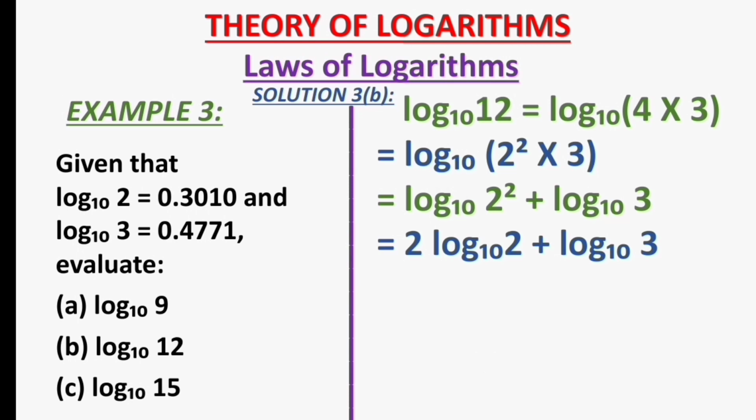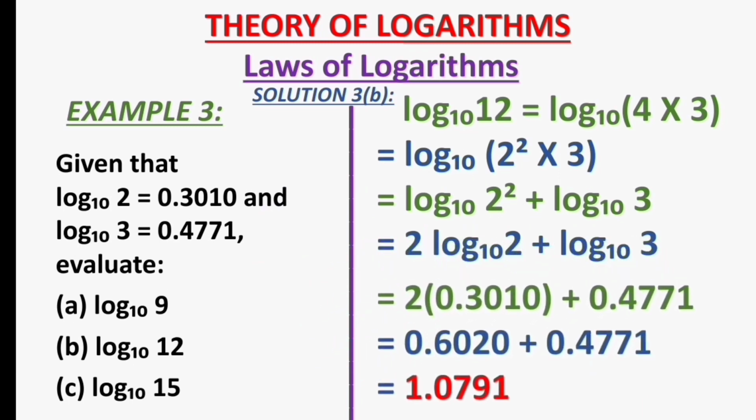Now, when we substitute 0.3010 for the logarithm to the base 10 of 2 and substituting 0.4771 for the logarithm to the base 10 of 3, what will be our answer to question 3B? Let's see if you are right. From substitution, our answer to question 3B is 1.0791. I hope you got that right.